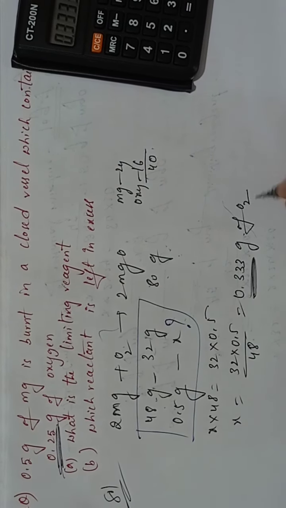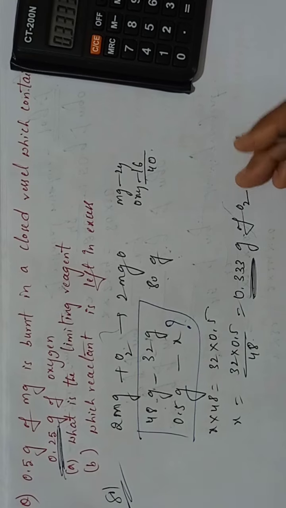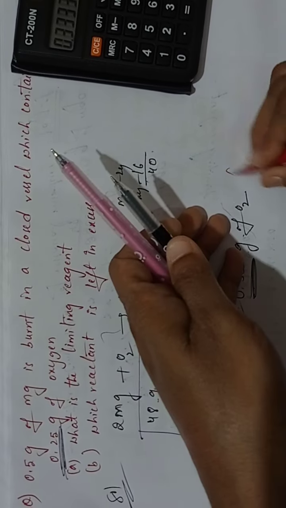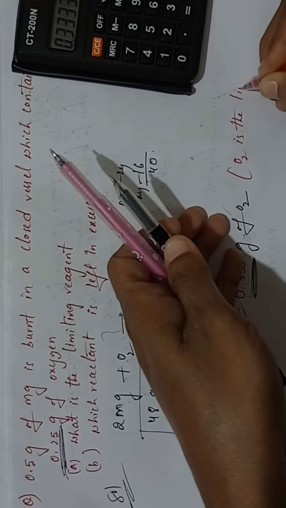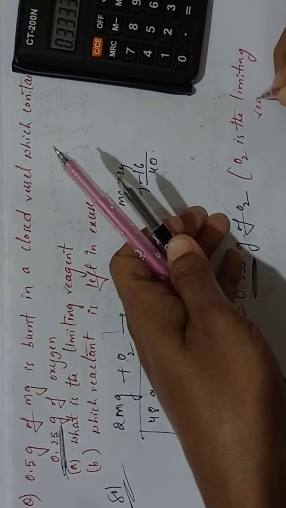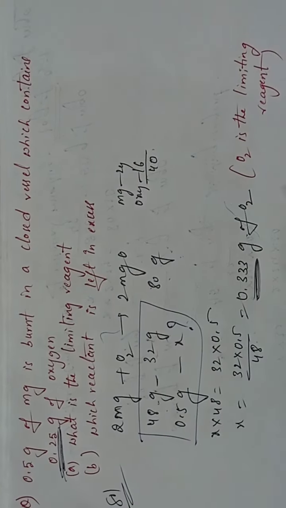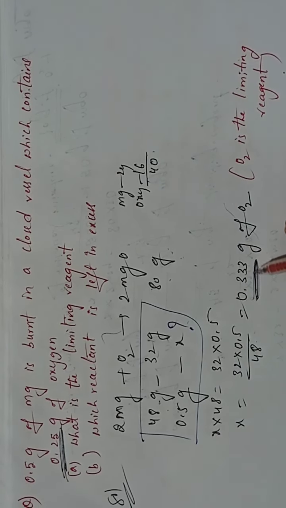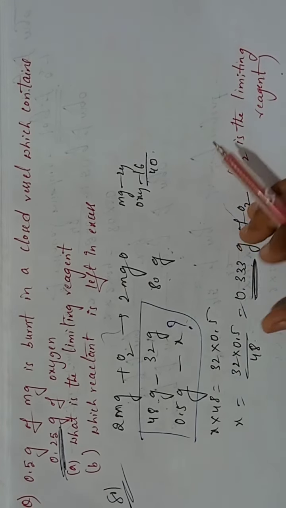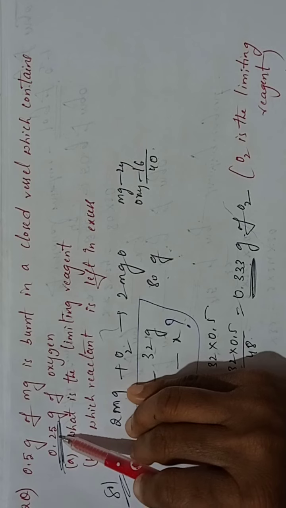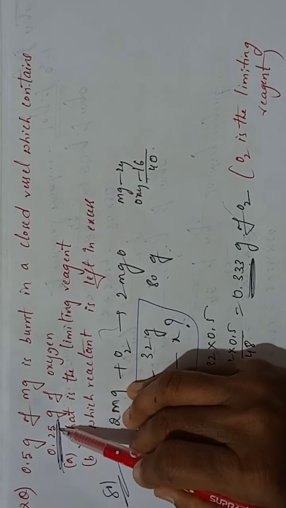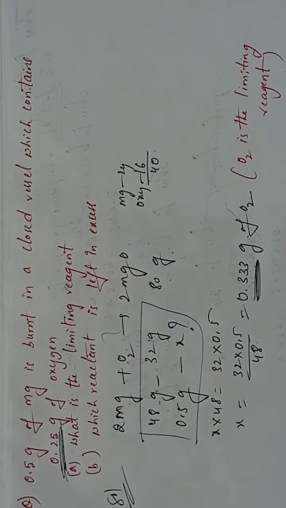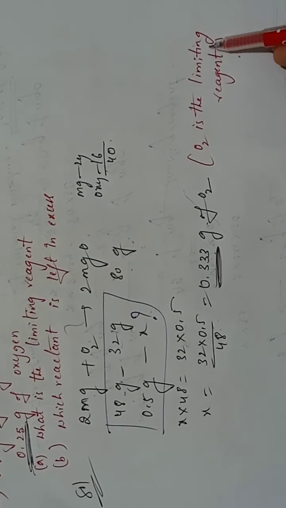So which one is the limiting reagent? Oxygen is the limiting reagent. So O2 is the limiting reagent. Now see, students, we here got 0.333 grams of O2. So you have to check this value with the given value. If the given value is small, that is the limiting reagent. If the given value is more than the calculated value, that is the excess reagent, students. Understood? So O2 is the limiting reagent.